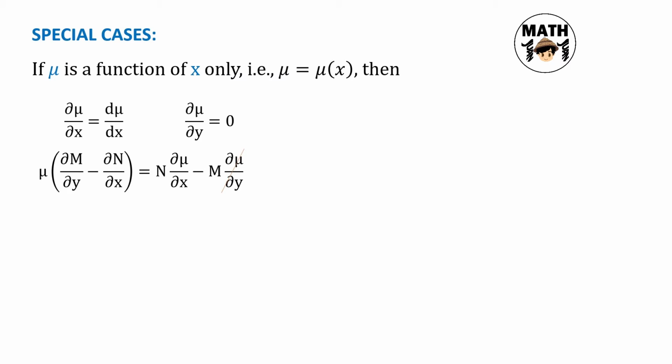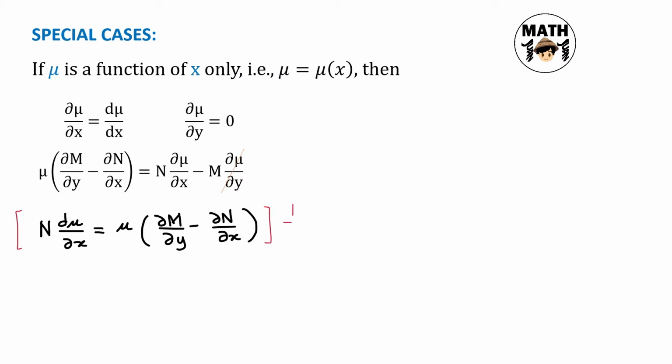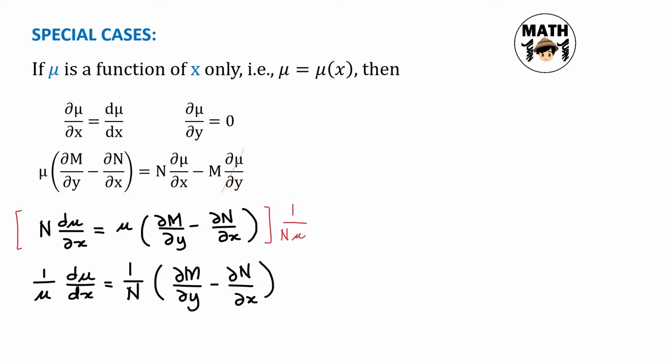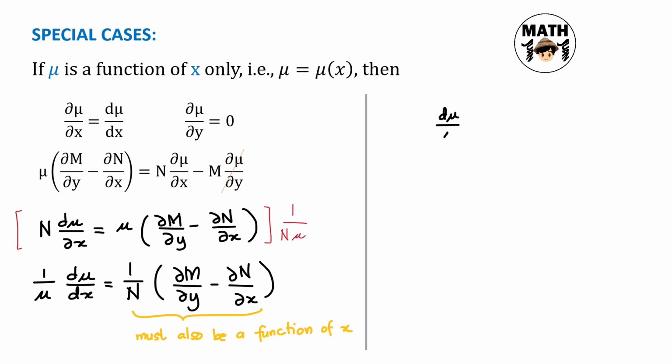Switching sides, we'll get N times the derivative of mu with respect to x equals mu times the partial of M with respect to y minus the partial of N with respect to x. Dividing the whole equation by N and mu, we'll get the following. Take note that if mu is a function of x only, then the right-hand side must also be a function of x. This differential equation is quite simple to solve because this is a variable-separable differential equation. Separating all the terms with mu and x, we'll have the following.